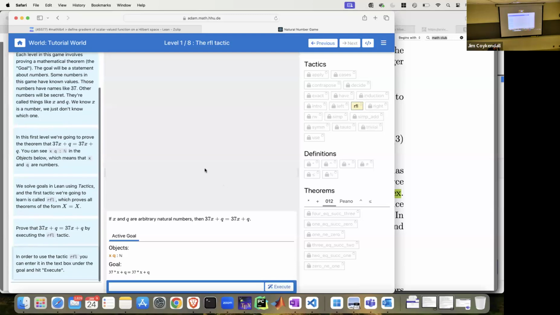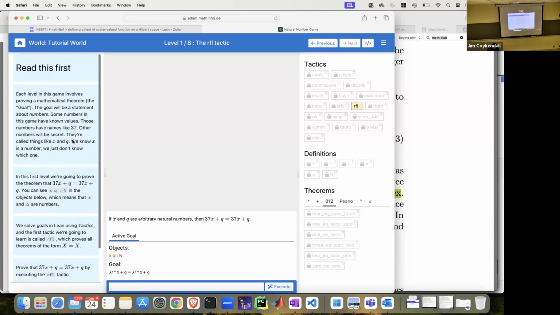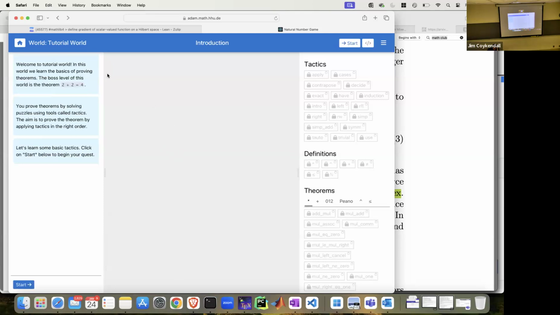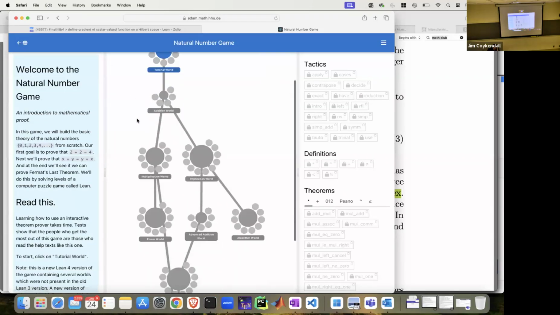The tutorial world is straightforward. You basically just need to do whatever you are told to do. Like the straightforward first step is to try to show that this equation is correct, and it's almost immediate and trivial. You're done. And the goal of your first world, I believe, is to prove that 2 + 2 = 4, and then you can start moving forward from this world.